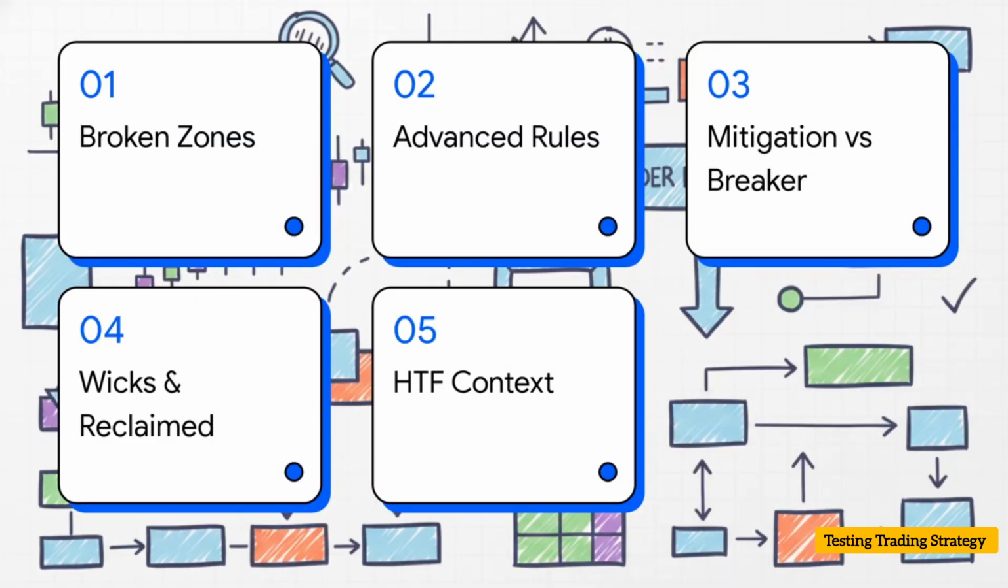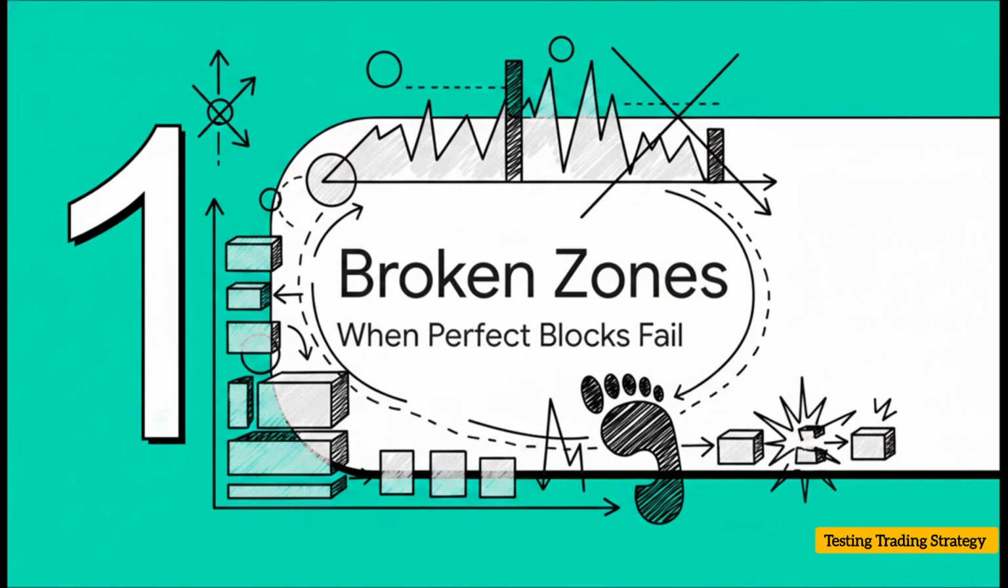Okay, so here's our game plan for today. We'll quickly cover when perfect blocks fail, the advanced block rules, mitigation versus breaker blocks, wicks and reclaimed zones, and finally, wrap up with why higher time frame context matters. All right, let's dive straight into part 1, when perfect blocks fail and the very real pain of broken zones.